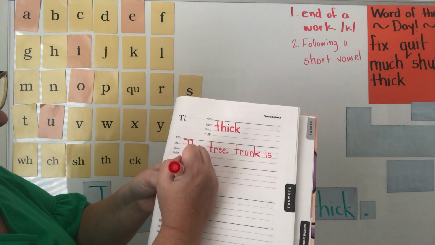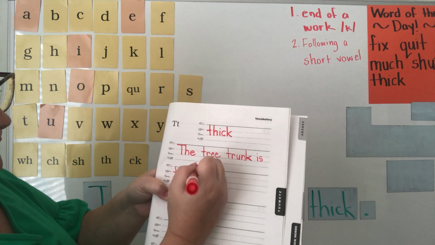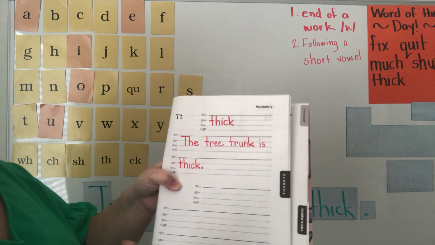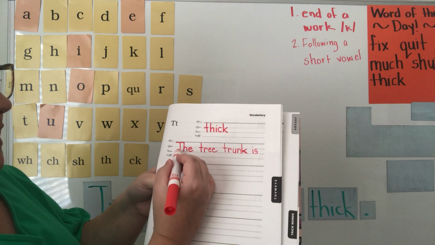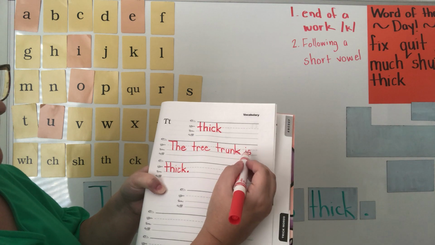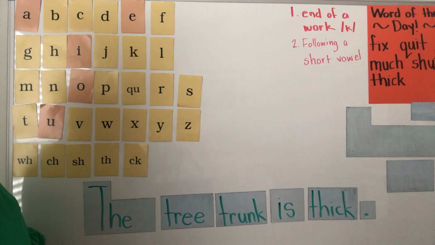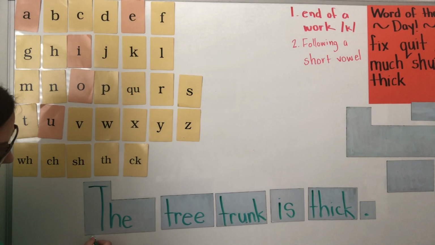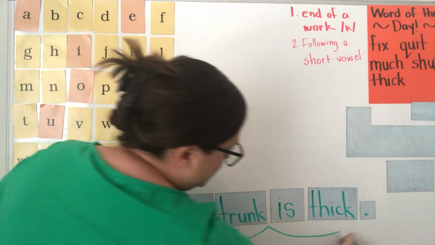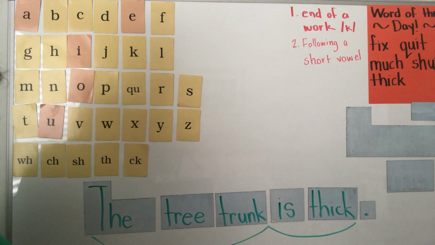I do not start a capital letter because it's still a part of that same sentence, even though it's a new line. And I put a period. Let's practice reading that. The tree trunk is thick. If I was scooping, I would scoop, the tree trunk is thick, like this. If I was trying to read fluently and the way I speak, I would say, the tree trunk is thick. The tree trunk is thick. Okay. Very, very good job.